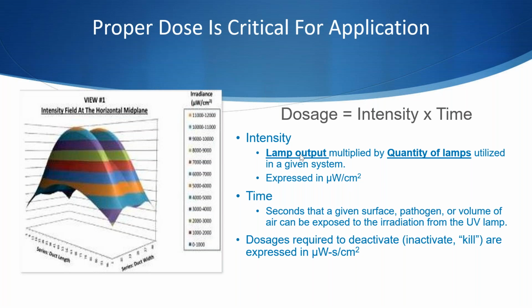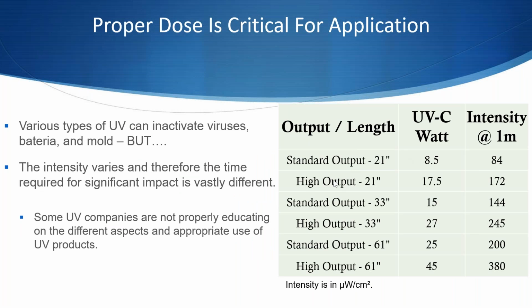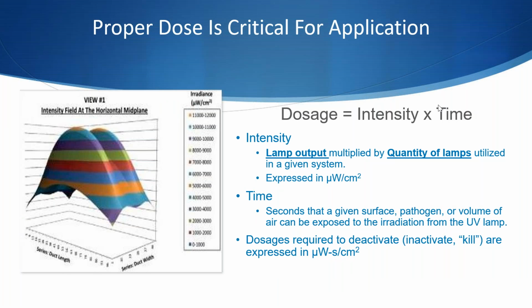So the lamp output, I mentioned standard and high output. What you typically would see in an application like I used to use before, where I just click a box and clean a coil, you have a relatively infinite amount of time in that part of the equation. So balancing this equation, if you have a really high dosage required, like it's mold and it's like 300,000 microwatt seconds per centimeter squared required, but you have infinite time, your intensity can still be pretty low.